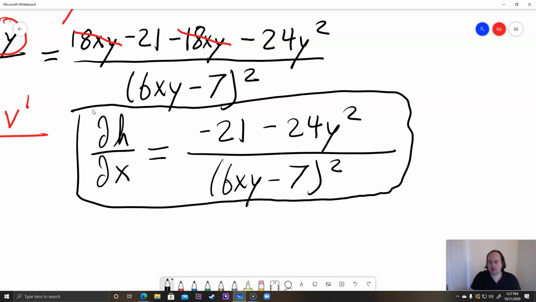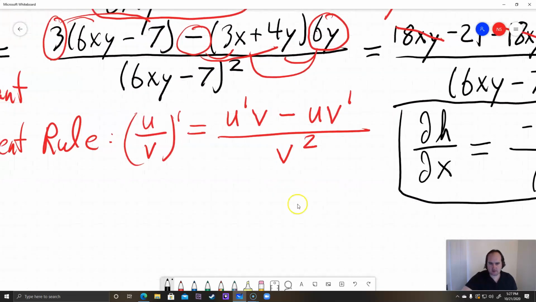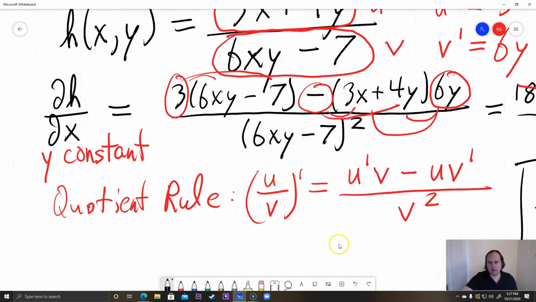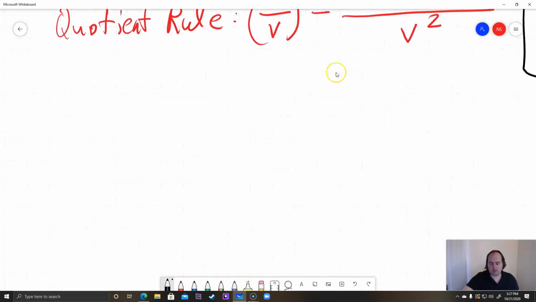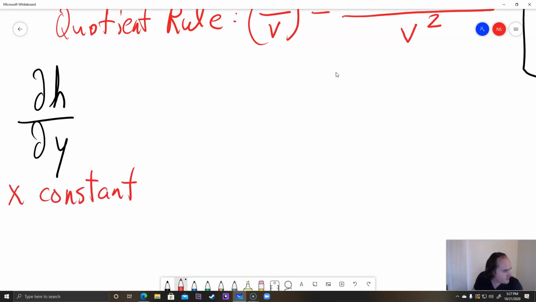So that's a lot of work. But there's not a ton of the quotient rule problems on your homework. Just maybe 1 or 2 of them. Okay, and then we're going to go ahead and do partial h, partial y, which is going to be pretty similar. We're still going to be using the quotient rule. It's just for partial h, partial y, now our other variable is going to be constant. So this time, x is going to be constant. Okay? X is going to be constant.